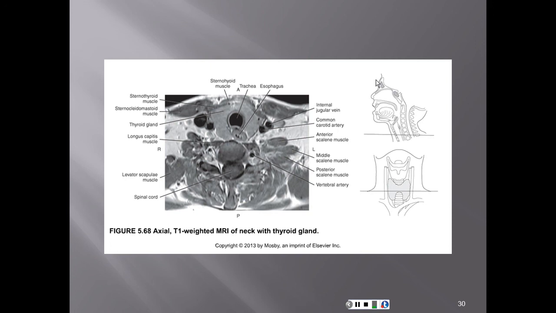So the thyroid gland flanks the trachea. Thyroid gland. So this is the thyroid. Flanks the trachea. That's the trachea right there. And the thyroid gland is an endocrine gland located at the level of the cricoid cartilage. It consists of two lobes that are joined together anteriorly by the isthmus.